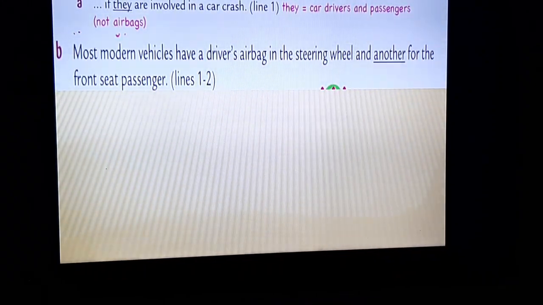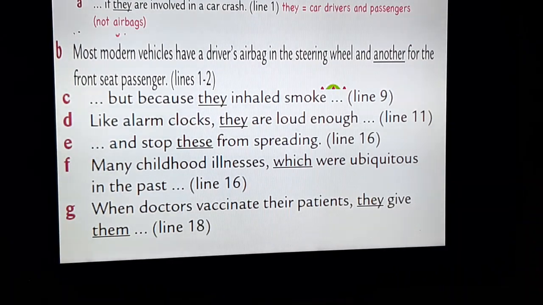Most modern vehicles have a driver's airbag in the steering wheel and another for the front seat passenger. Another what? Another airbag. C. But because they inhale the smoke, line number 9. You will go to line number 9 and try to answer the question. So it is the homework for this period. Try to guess the answers for these pronouns. See you soon and goodbye.